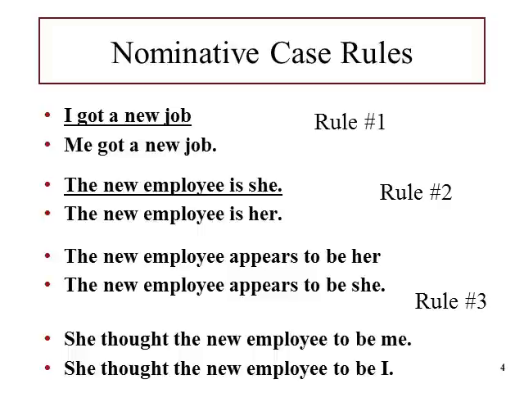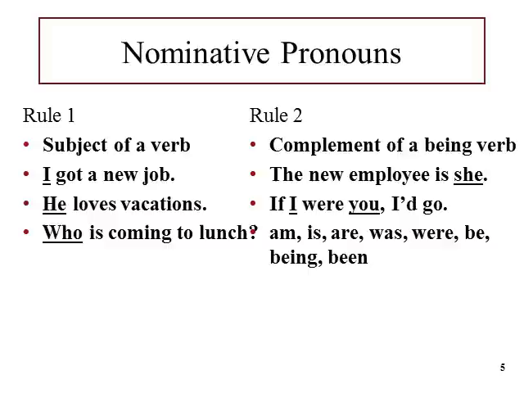Let's take a look at this third slide. The new employee appears to be her, or the new employee appears to be she. And also, she thought the new employee to be me, or she thought the new employee to be I. These two are actually different, and there's a different rule. Same rule, but different situation going on. And in this first one, the new employee appears to be she is correct, and in the second one, she thought the new employee to be me is correct. So let's take a look at those rules.